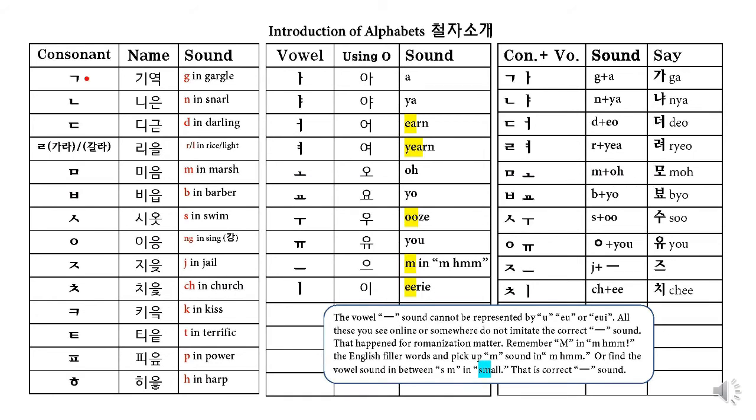Number one, kyok. This sounds only like G. So look at this word, Kim. In Korean, we have a lot of people who have the surname Kim. And this is usually romanized like this, Kim, even though it should be romanized like this.